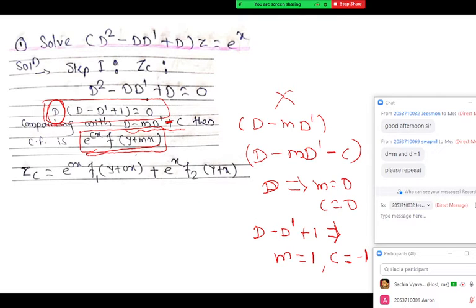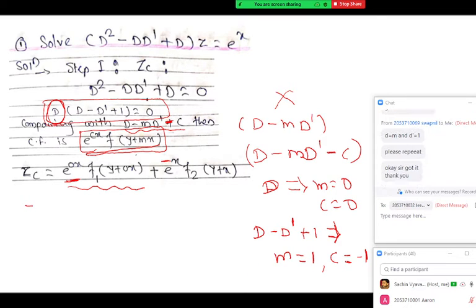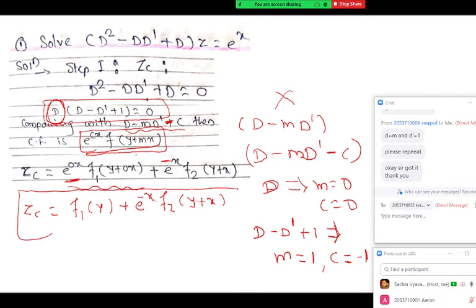So for the first factor, e raised to cx, that is e raised to 0x, f1 of y plus mx. m is also 0, so f1 of y plus 0x. Second factor, again e raised to cx, so e raised to minus x should be there. There is a correction: e raised to minus x, f2 of y plus mx. So you get ZC is f1 of y only, because these are zeros, no need to write it, plus e raised to minus x, f2 of y plus x. That's the ZC there.